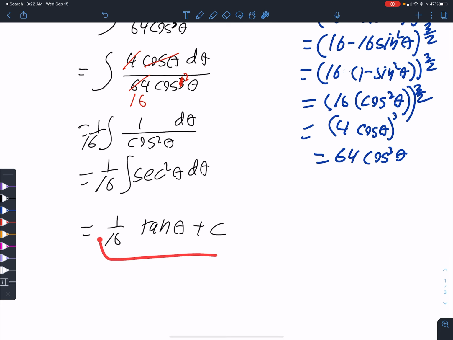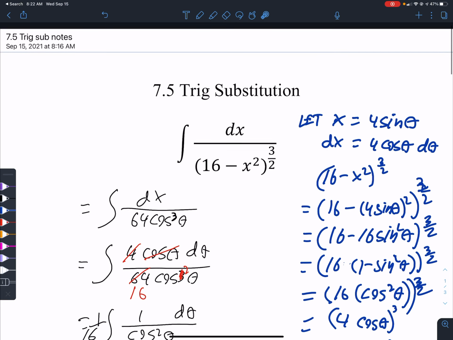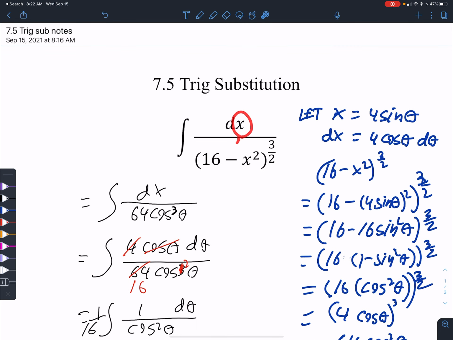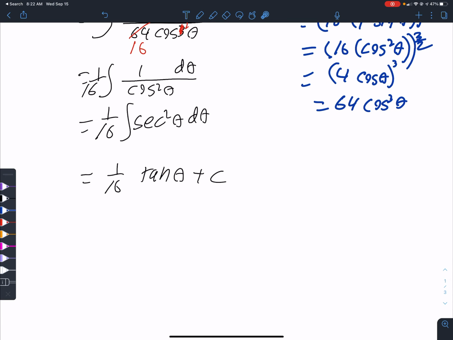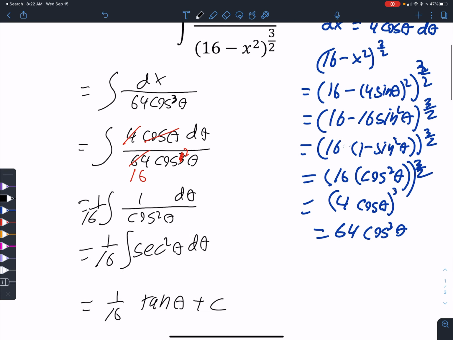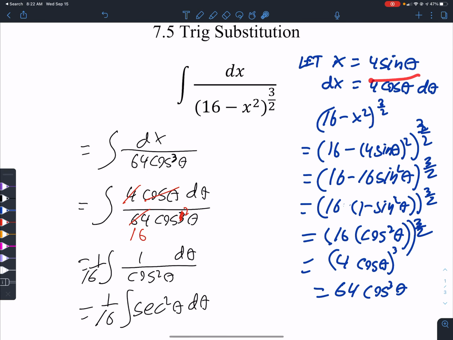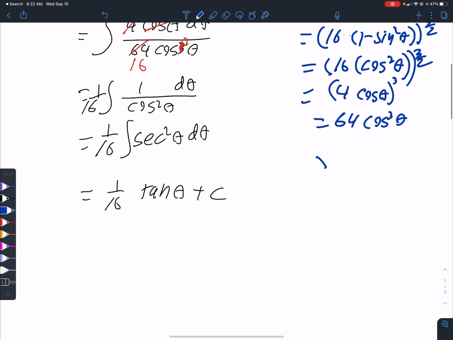And it looks like we have an answer, but we have a problem. Our original variable was x. Our new variable is theta. We've got to go back to the original variable. So let's take a look at this. I'm going to rewrite that: x equals 4 sine theta. If I divide by 4, I get sine theta equals x over 4.